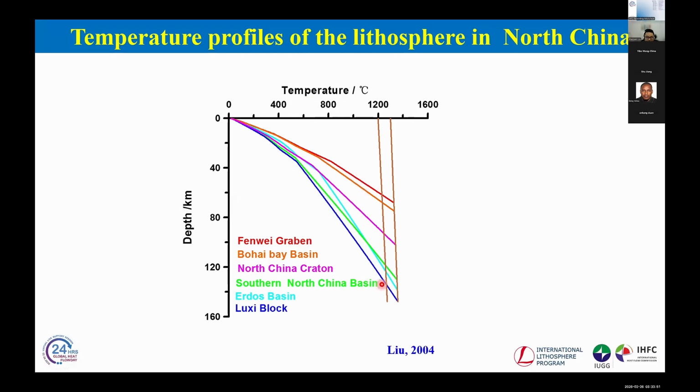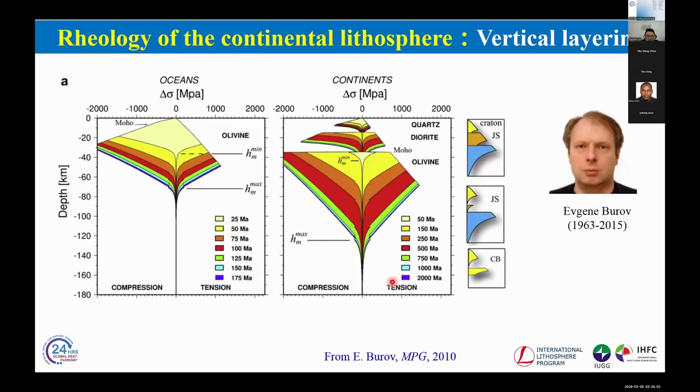While for the Ordos Basin and the Lüliang block, the temperature is quite low. So this is the evidence of the lateral variation. So how about the rheology? We can say that the first characteristic of the rheology of the continental lithosphere is the vertical stratification.